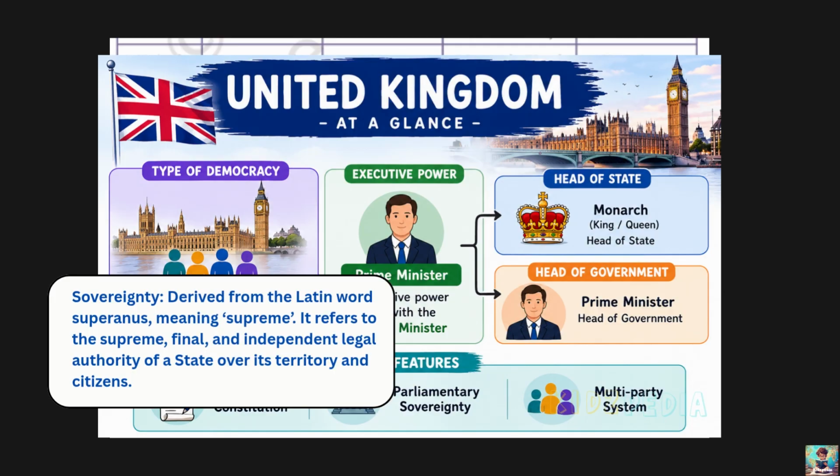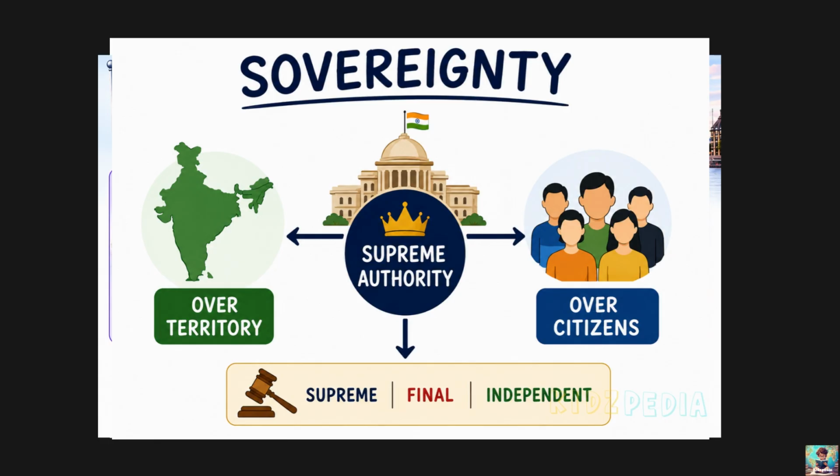Sovereignty, derived from the Latin word supranus, meaning supreme. It refers to the supreme, final and independent legal authority of a state over its territory and citizens. So, the word sovereignty means having the highest and final authority. Think of a country as having its own rules and its own government. The country has the authority to make and enforce its laws within its own territory. No other country can simply come and tell it what laws to make. So, sovereignty means that the state has supreme and independent authority over its territory and its citizens.